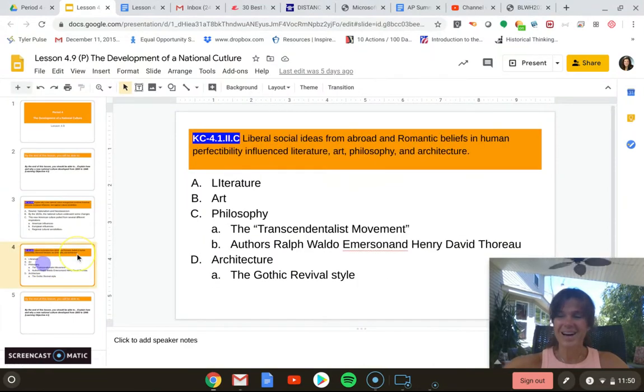Our final key concept is all about how liberal ideals from abroad and romantic beliefs influence our literature, art, philosophy, and architecture. In literature, this is kind of like the heyday of American literature. This is the literature that many of you are reading in your lit classes. How many of you have read Nathaniel Hawthorne's Scarlet Letter or heard of it? Set in Puritan New England, it's a very romantic piece in that it's all about emotion.